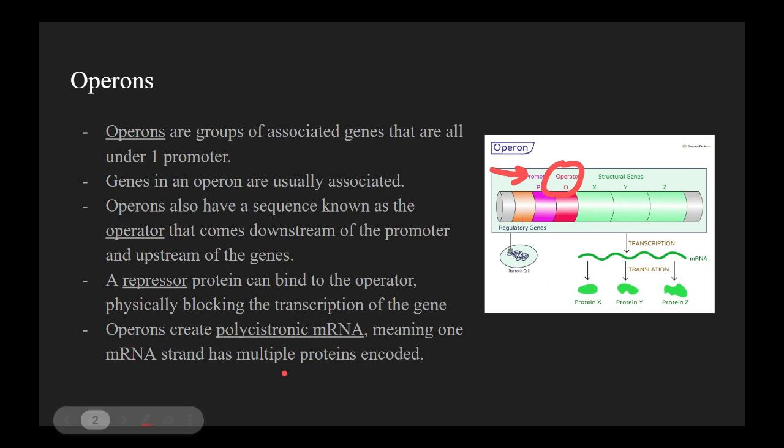And on this term, operons create polycistronic mRNA. This means that this single mRNA strand here contains the information for multiple proteins, polycistronic. And if it contained the information for one protein, it'd be monocistronic.